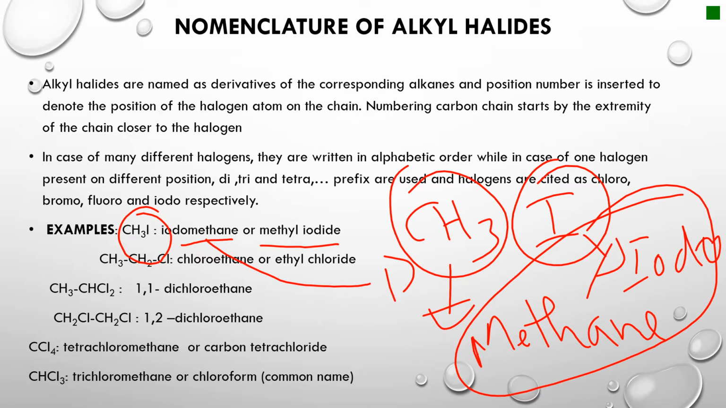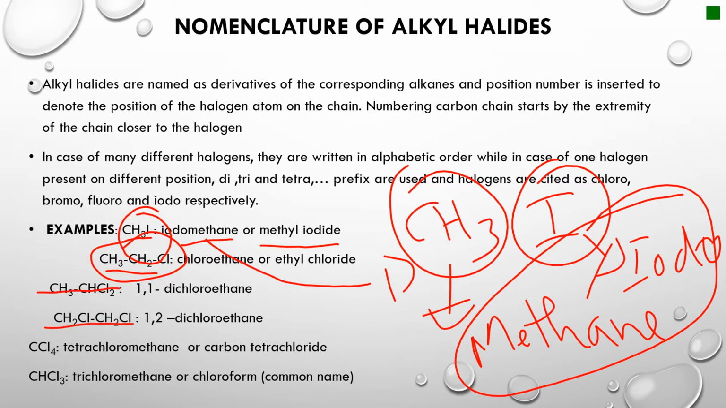Second example, we have CH3CH2 which came from ethane, and we have a halogen which is chlorine. So to construct the name, we write chloro and we add the name of the parent alkane, ethane, and the name becomes chloroethane.